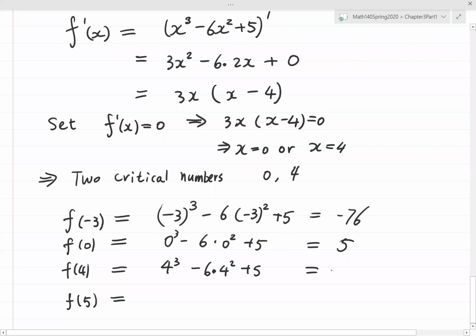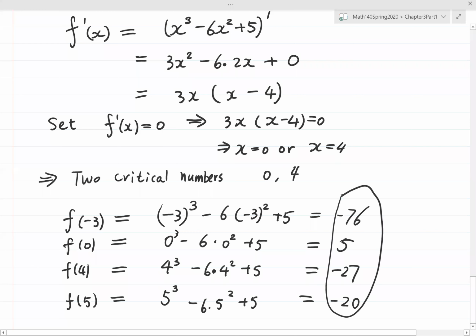And this you get -27. So you can use an algebra package, or you use a calculator. And also it's not that bad to compute by hand. Actually, you got this -20. And then you compare all the numbers from the right. Then you see we have the minimum.